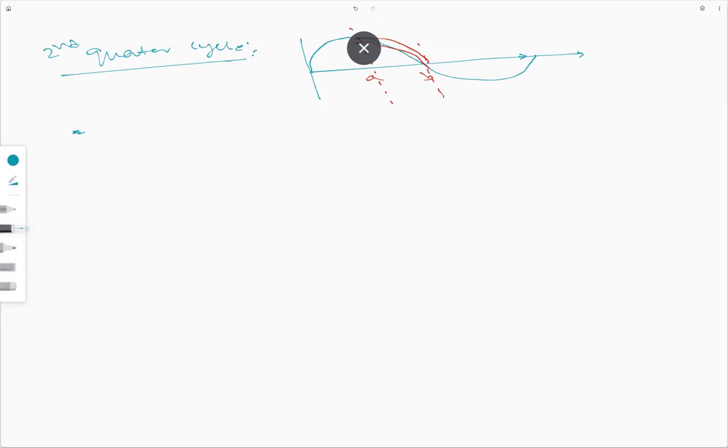Okay. So in the second quarter cycle, what is the direction of the counter flux? Same as the main field flux. Good.